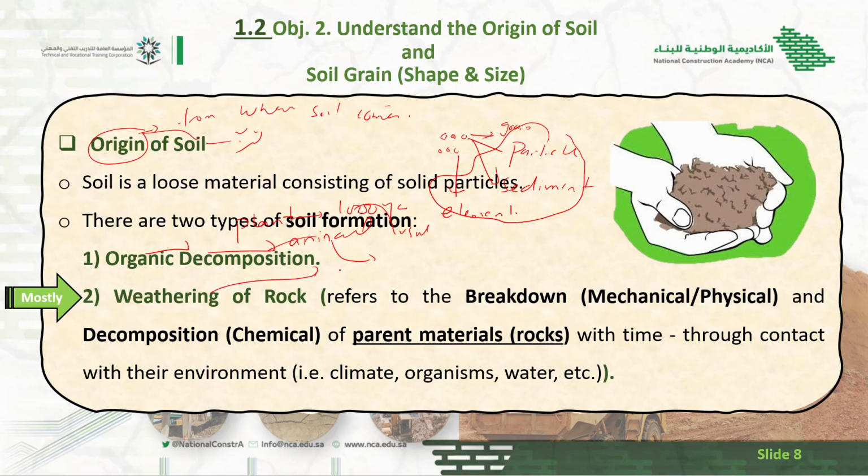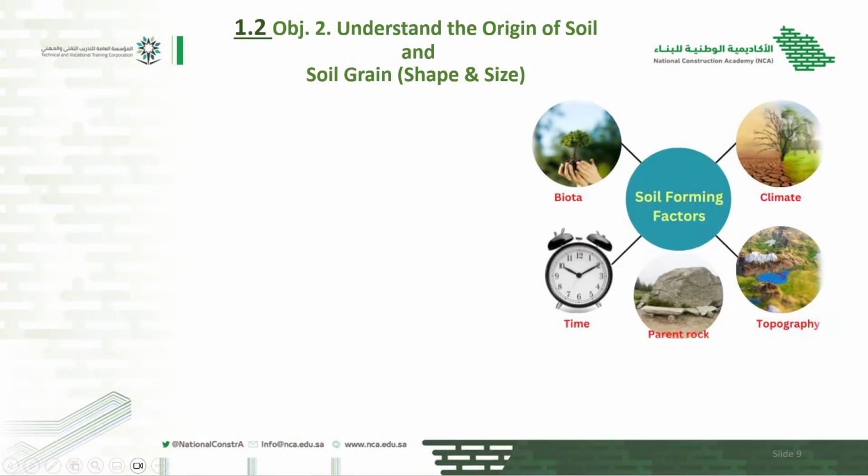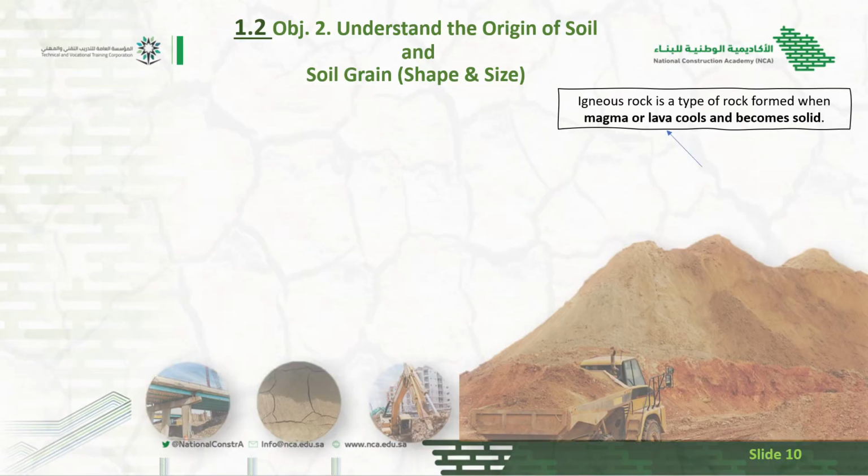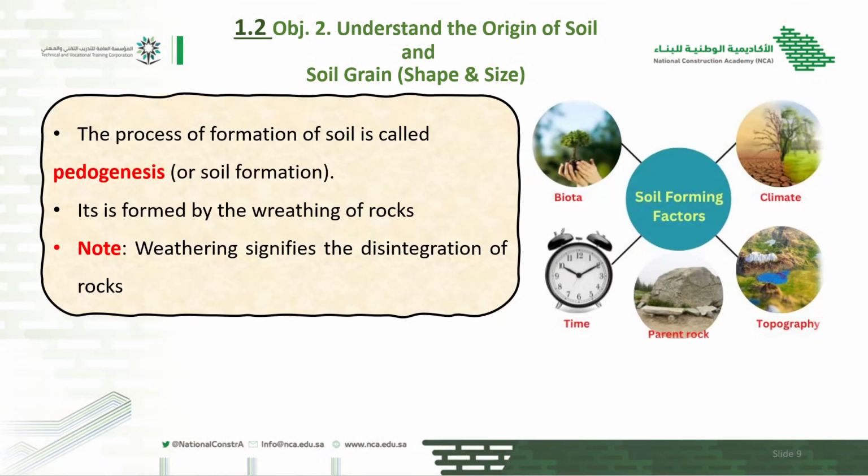Weathering means what? The disintegration or breakdown of big rock into small particles due to mechanical or chemical agents. So what does it mean? We will see this in detail in the next slide. Before that, the process of formation of soil is called what? Pedogenesis, which means soil formation. So you should remember this word. It is formed by the weathering of rocks.